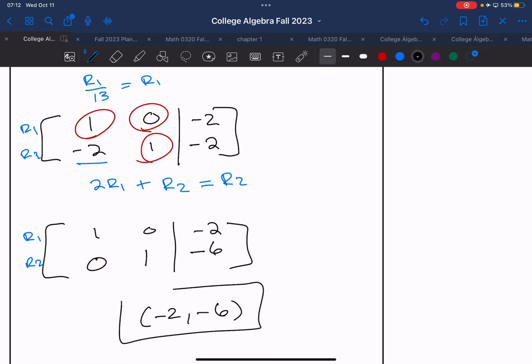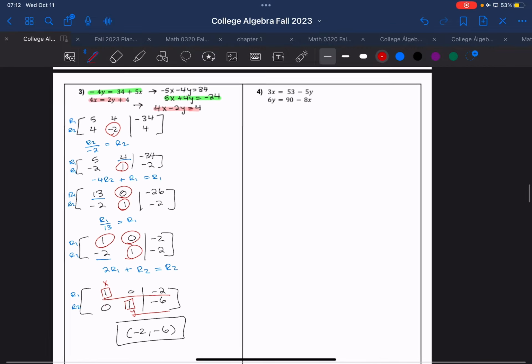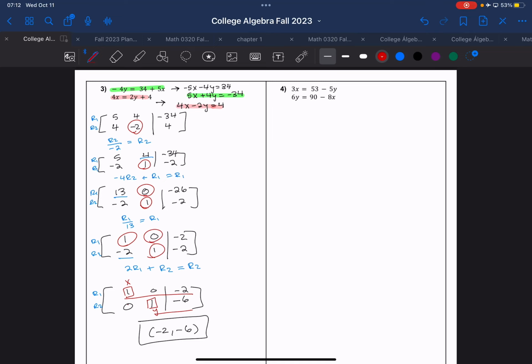Why is it not reversed? Why is it negative 2, negative 6, and not negative 6, negative 2? There's 1 in the X. Good, because this 1 right here is in the X place, and this 1 right here is in the Y place, which tells us X is equal to negative 2, Y is equal to negative 6. That's why we got negative 2, negative 6, and not the opposite. So that was our answer for 3.